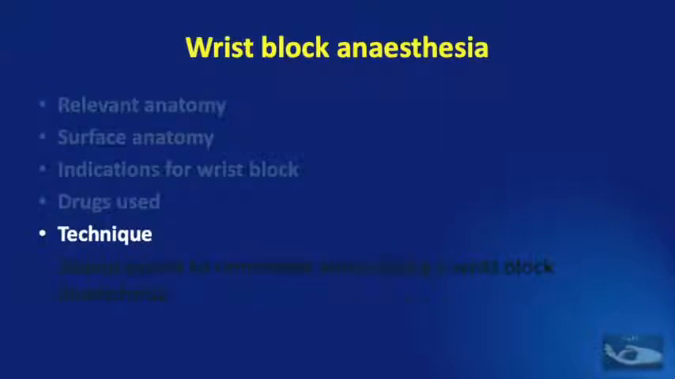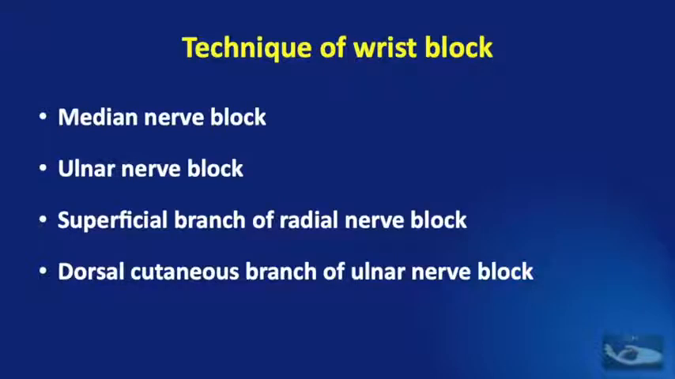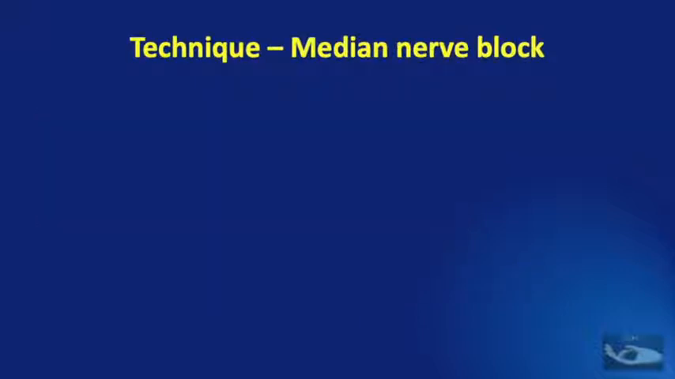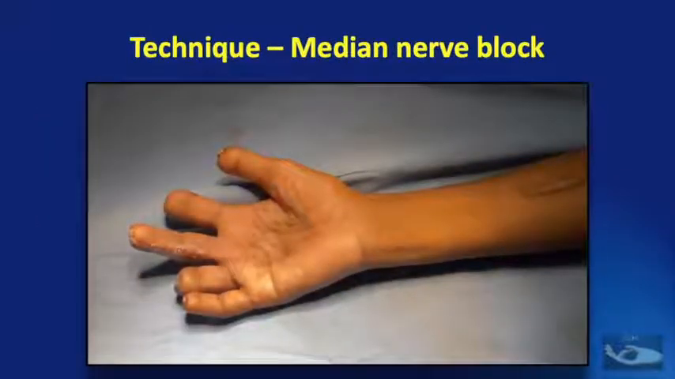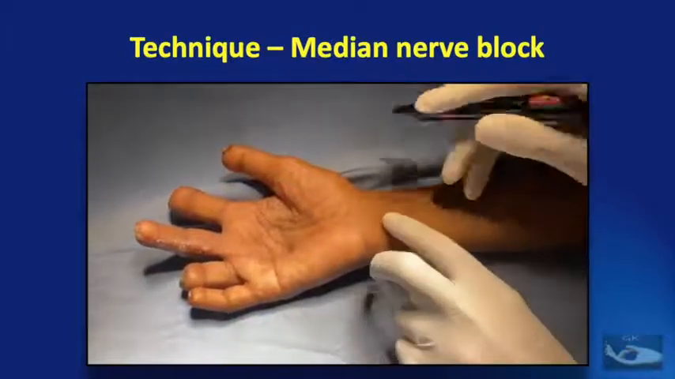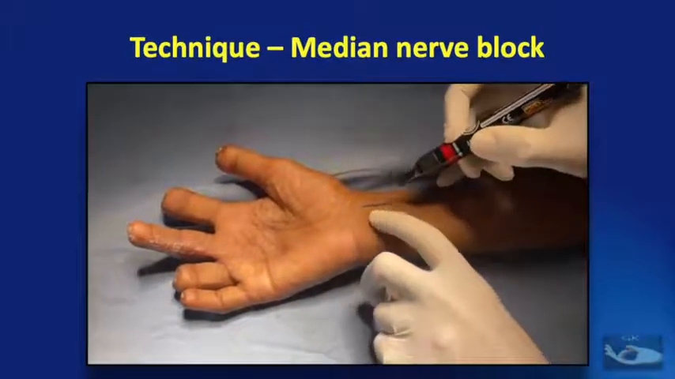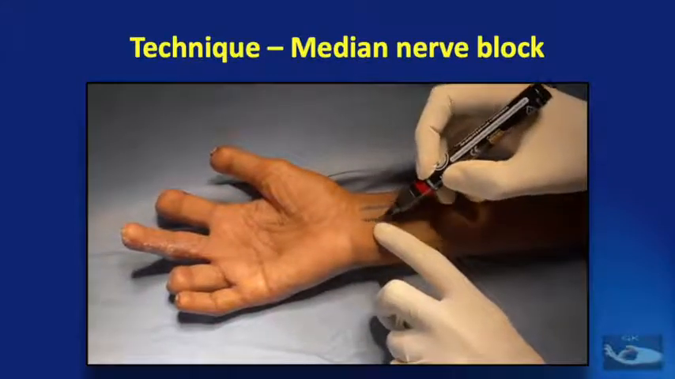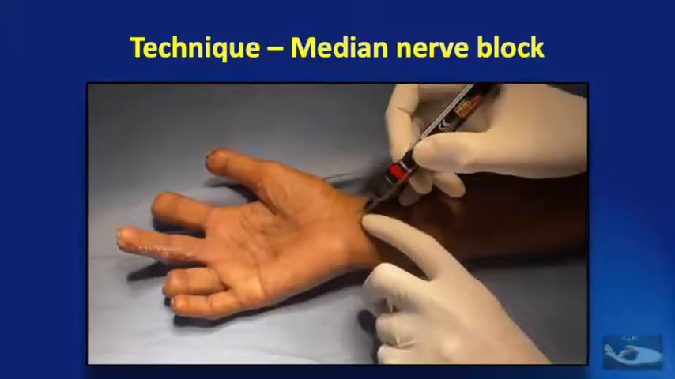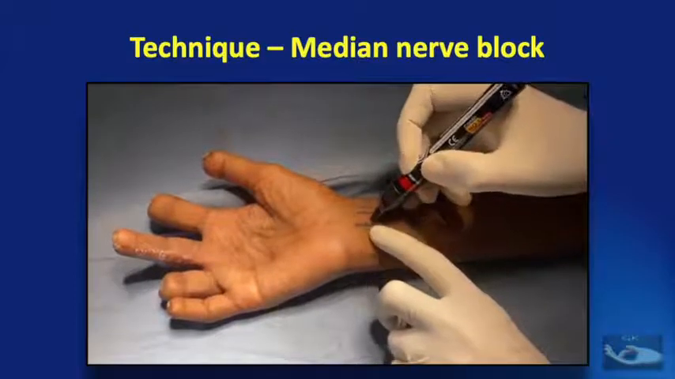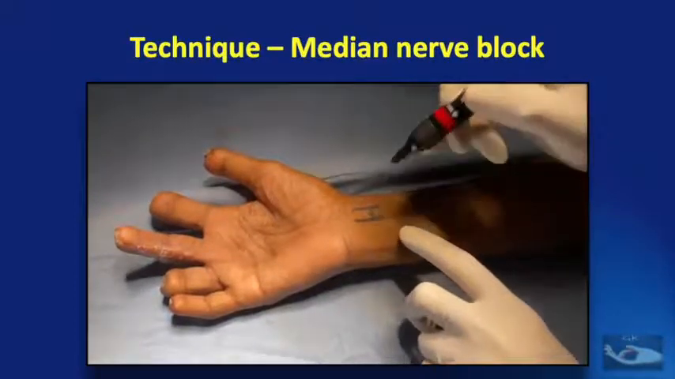Now we shall see the technique of giving the wrist block for the median nerve, the ulnar nerve, the superficial branch of the radial nerve, and the dorsal cutaneous branch of the ulnar nerve. First, the median nerve block. Under aseptic technique, after informing the patient, the flexor carpi radialis and palmaris longus tendons are marked as already described, and a point in this space between the tendons about 3 cm proximal to the wrist crease is also marked.